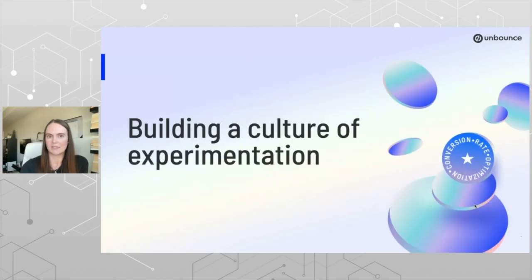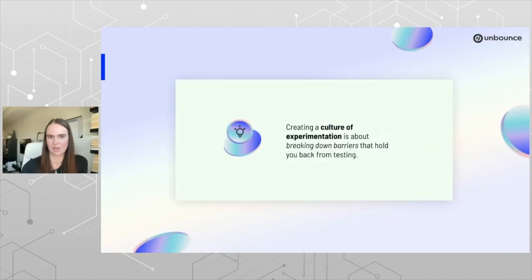So all of these ideas are great first steps towards building a landing page and testing optimization strategy, but the only way to make them stick is by building a culture of experimentation. So building a culture of experimentation is all about breaking down the barriers that hold you back from testing in the first place. Barriers like how much time it takes, perceptions of how complex it is, or just simply not knowing where to start.